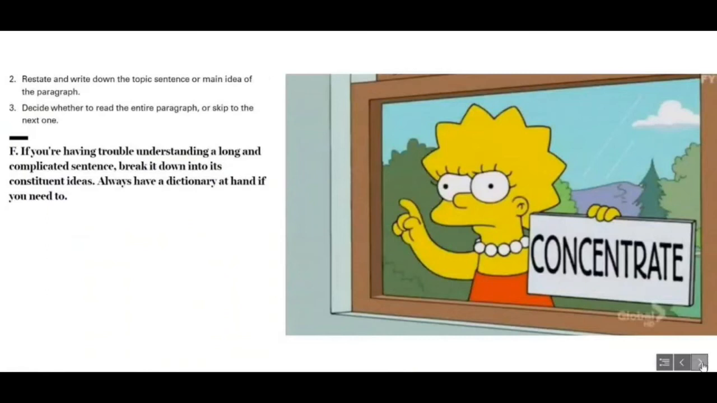And then lastly, for this section, if you're having trouble understanding a long and complicated sentence, and academic writing is often very full of long and complicated sentences, break it down into its constituent ideas or the main ideas that make up this very long sentence. Always have a dictionary at hand if you need to, and I would say that you always need to have a dictionary at hand because that's also something that I practice when I read. When I'm unsure about a word, I always have to look it up.